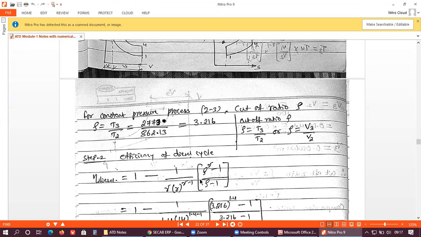So what is the general equation for diesel cycle? Diesel cycle efficiency is equal to 1 minus 1 divided by gamma into r raised to gamma minus 1, multiplied by the bracket, rho raised to gamma minus 1 divided by rho minus 1. So this is the expression. First, go through what is being asked.